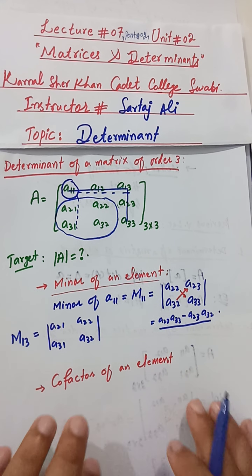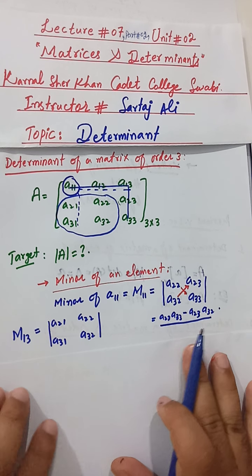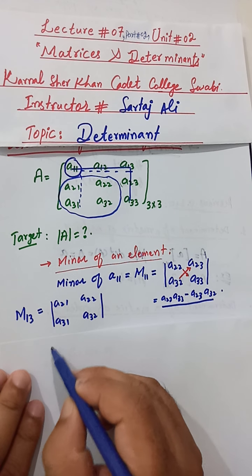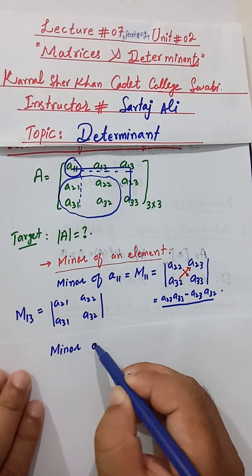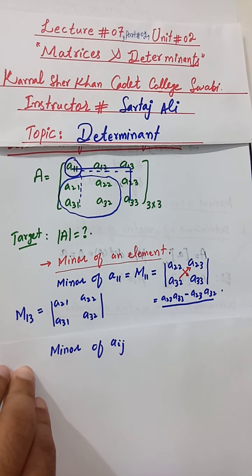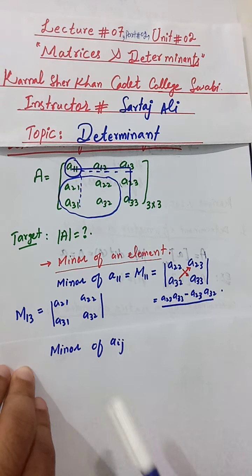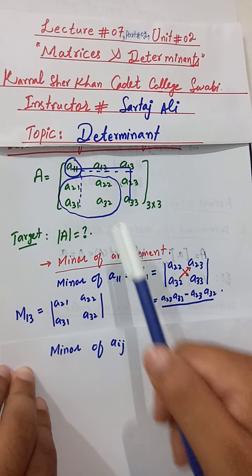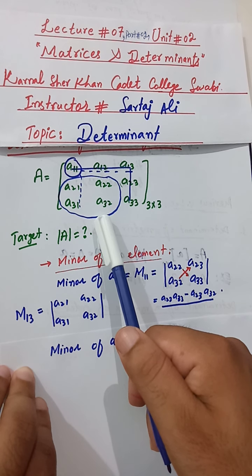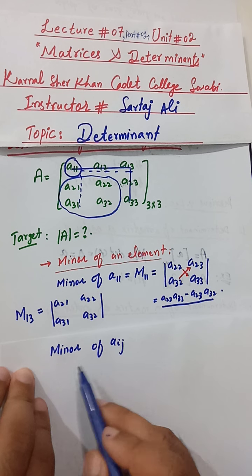So in general, how can I define minor? Let's say minor of Aij. Aij may be any element. If i is equal to 1 and j equal to 2, it will be a12. This will be the element which lies in first row and second column. If I consider i equal to 3 and j equal to 2, this must be a32. So this is the element of the third row and second column.